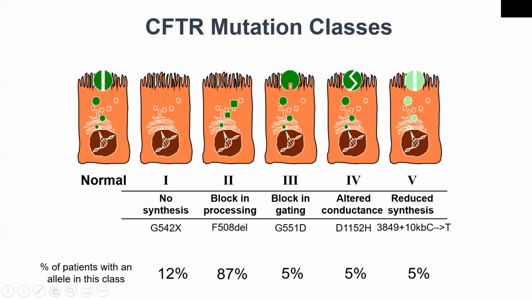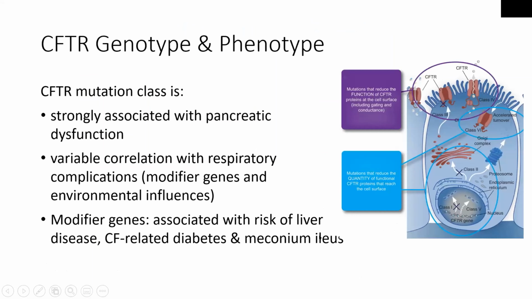Class 3, there is a gating defect, so the protein is on the cell surface, but there is a problem with the efflux of chloride. In class 4, there is like a broken channel, so altered conductance. And then class 6, there is a reduced number of CFTR protein. The genotype-phenotype association is usually related to pancreatic dysfunction, because respiratory complications have a variable correlation with the class of mutation. Classes 1 to 3 are usually associated with severe disease and severe pancreatic deficiency, but not necessarily with severe respiratory disease.